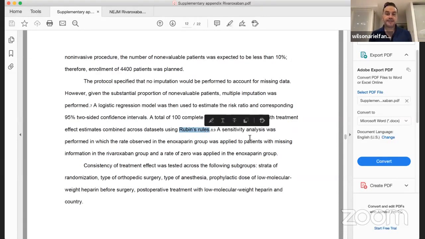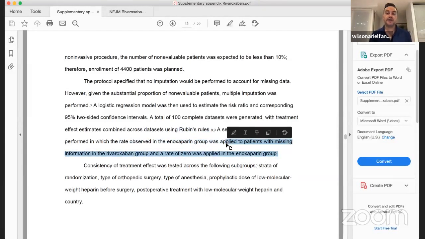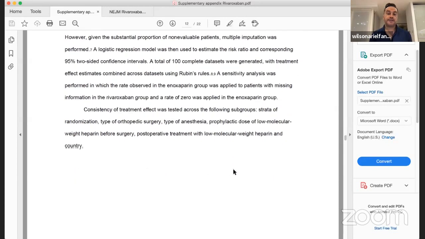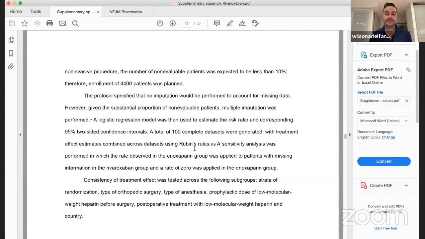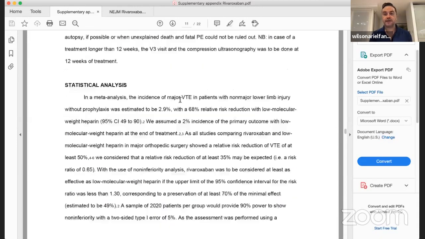Okay. And a sensitivity analysis was performed in which the rate observed in the enoxaparin group was applied to patients with missing information in the rivaroxaban group, and a rate of 0 was applied in the enoxaparin group. Okay, so this is the worst case analysis, the single imputation. It's interesting. I think this trial was interesting for me, and this is why I decided to bring it to the discussion.